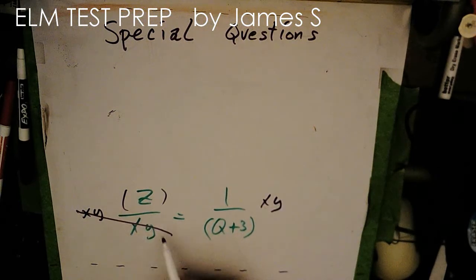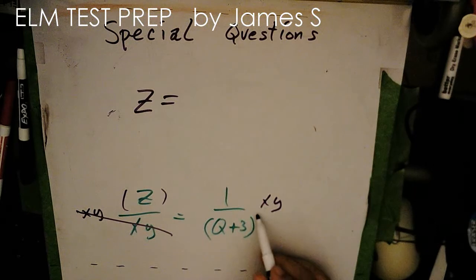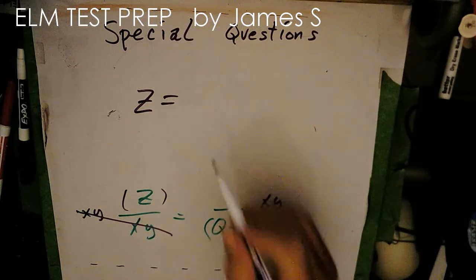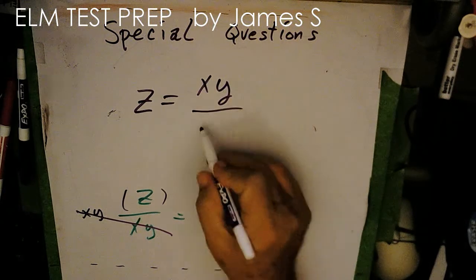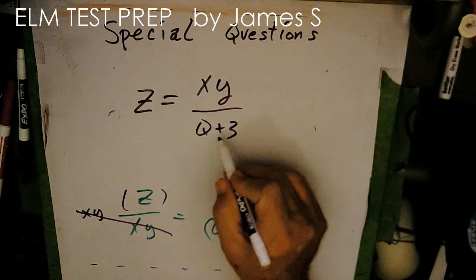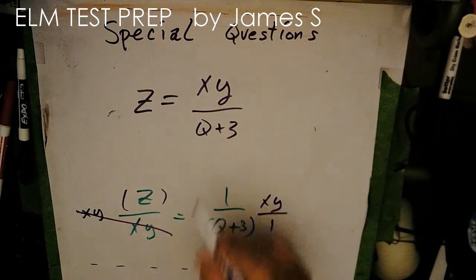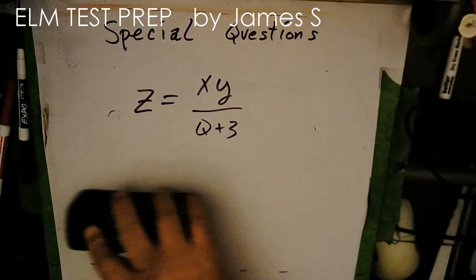That will cancel that. Now I have my z all by itself. Everything's gone except my z. And over here, if I put that over 1, I can see that my xy is going to be up on top in my numerator, and the q plus 3 will remain down in the denominator. 1 times that and 1 times that, and I get that. So there is my final answer on that.